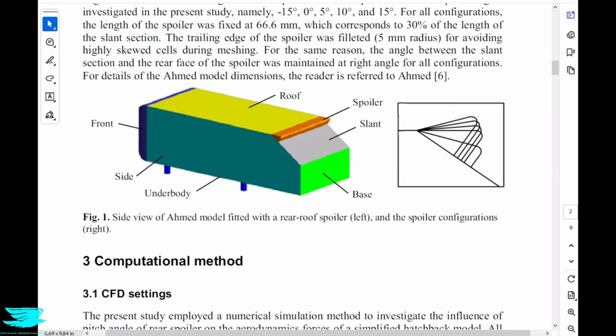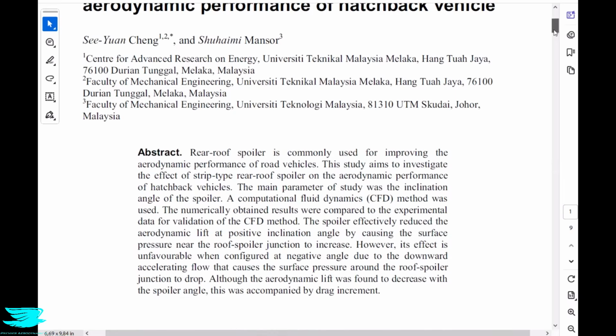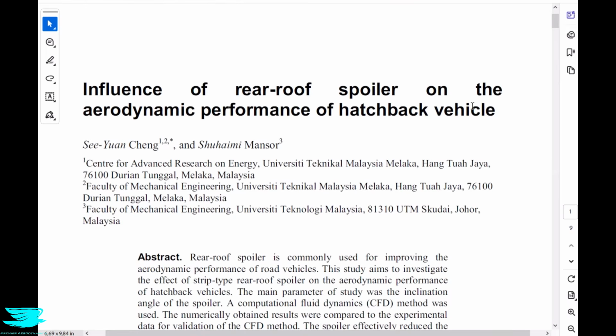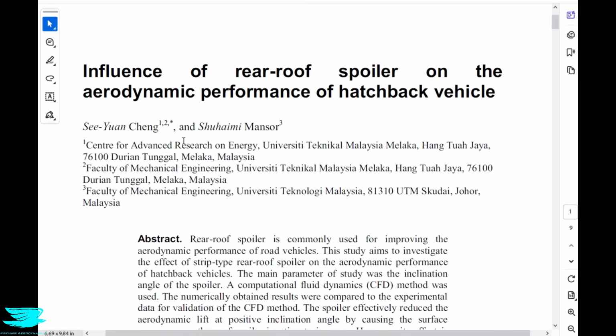So today we're looking at how different spoiler angles affect not only the overall drag forces on the car and like the lift as well, but also the flow around these regions and the entire car. So to do that, we are looking at this paper. If I scroll up here, it's called The Influence of Rear Roof Spoiler on the Aerodynamic Performance of Hatchback Vehicles. It is open access, so you can find the link below, and the DOI is in the top right for those interested. Now, let's see what they did and what they found.